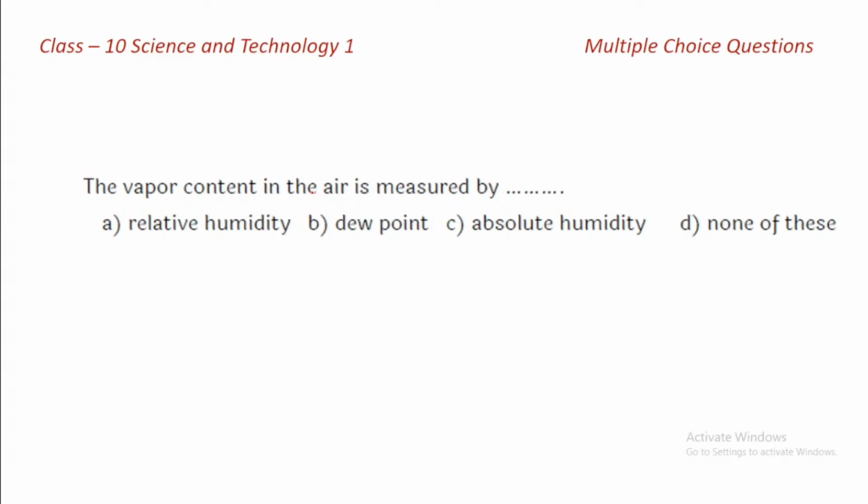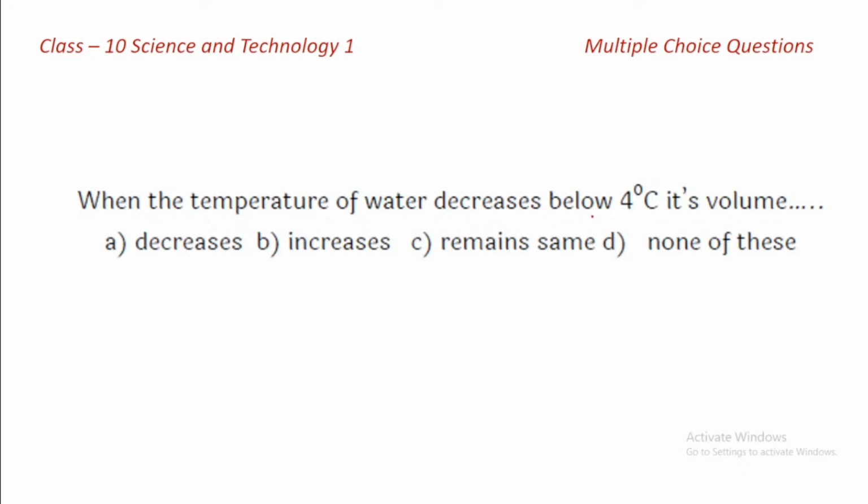The vapor content in the air is measured by dot dot. Relative humidity, dew point, absolute humidity or none of these. The correct answer is option C. The vapor content in the air is measured by absolute humidity. When the temperature of water decreases below 4 degrees Celsius, its volume dot dot. Decreases, increases, remains same, none of these. So the answer is it increases. When the temperature of water decreases below 4 degrees Celsius, its volume increases.